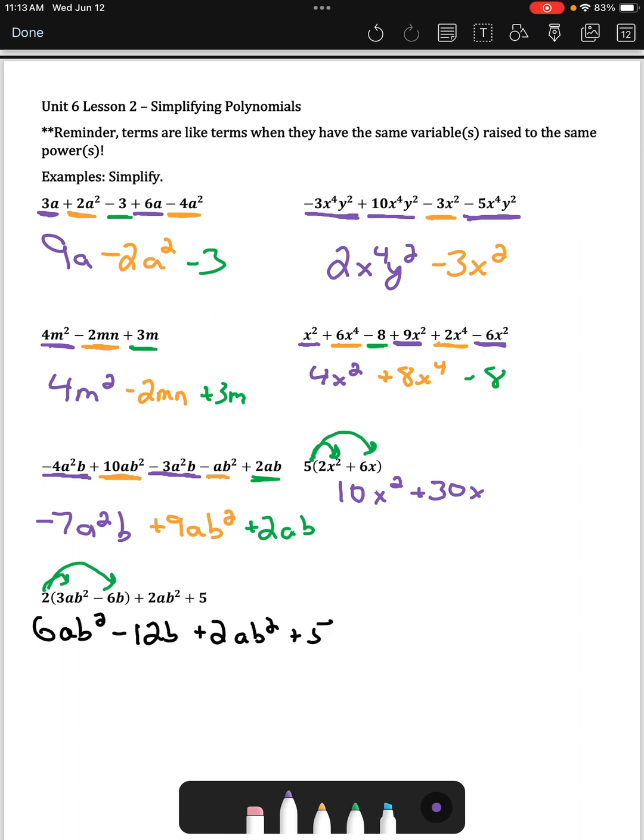Now we can go back to our normal business. Our first term has ab to the second, as does the 2ab to the second later on. So I can combine those into 8ab to the second. The minus 12b, there are no other b terms to combine it with. And the plus 5, there are no other number terms for it to combine with.